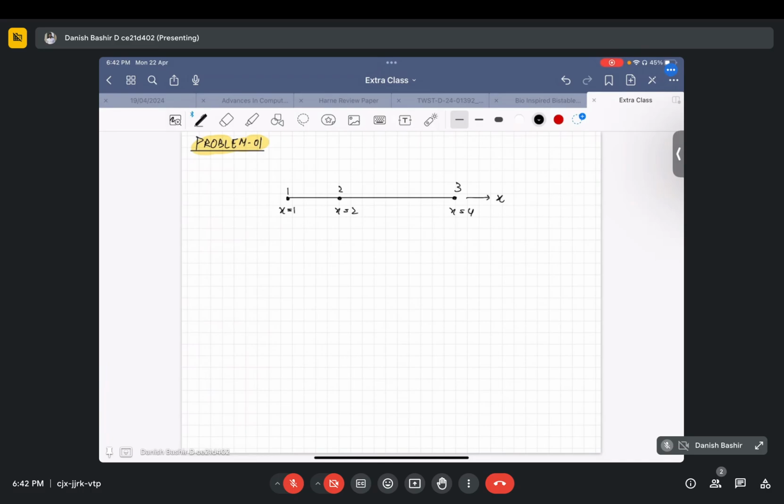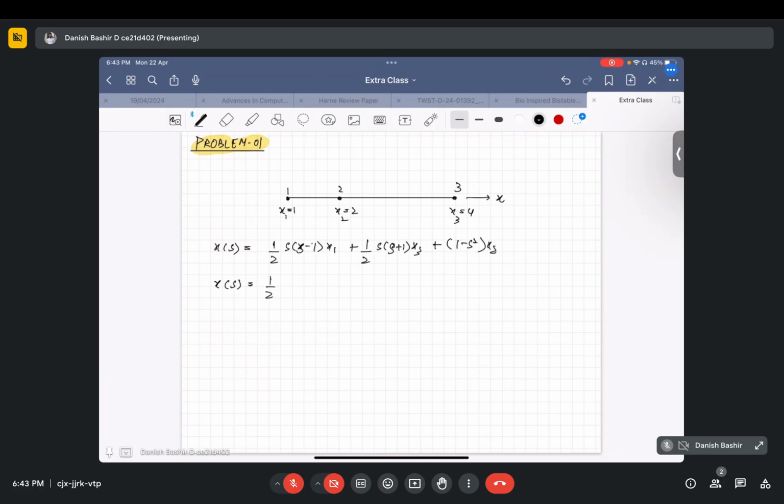Okay, so we know that for isoparametric mapping, x of s is mapped to the s coordinate system with the parent element shape functions: 1 by 2 s into (s minus 1) times x1, plus 1 by 2 s into (s plus 1) times x3, plus (1 minus s square) times x2. Here x1, x2, x3 are the nodal coordinates.